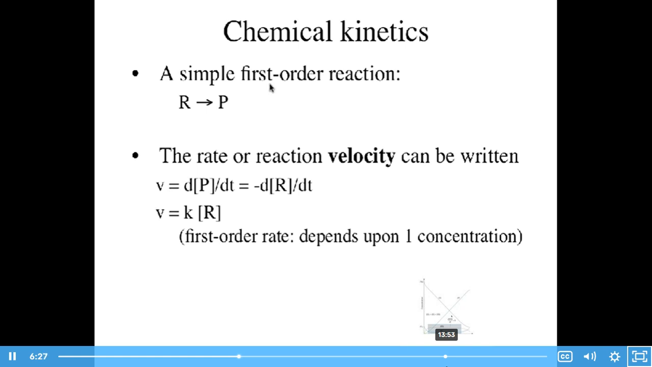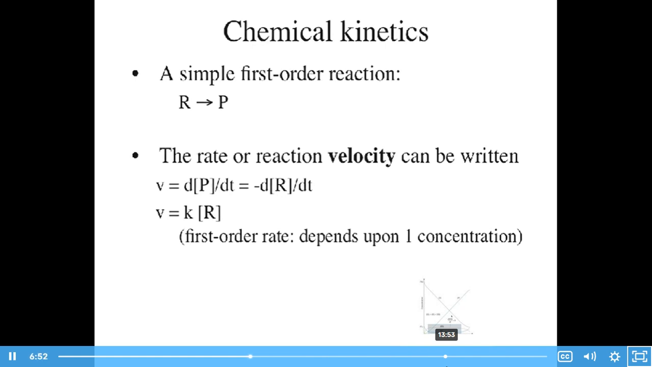We're going to get more into chemical kinetics here for a second. So if you have a simple first order reaction, the velocity is going to be the rate of increase of product over time, or the negative of the change in reactant over time, because of course that's going to be a negative rate, right? I mean, reactant's going to go down as product goes up.